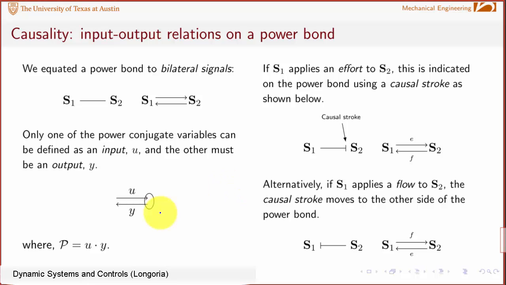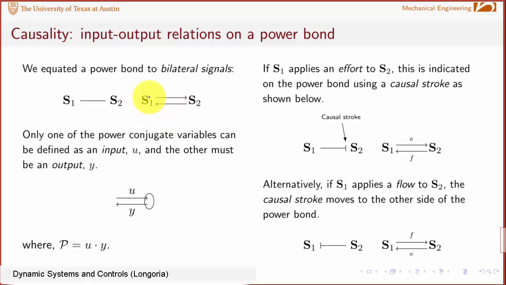One other concept I wanted to introduce here early on is, as I mentioned, the concept of causality. We've already shown that this power interaction can also be drawn with bilateral signals. What these two signals represent are the two power conjugate variables. So one of them could be an effort, one a flow.